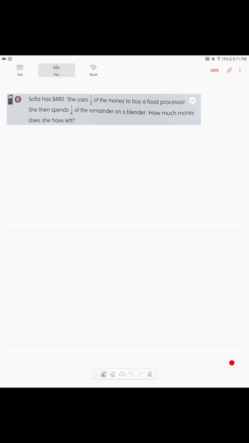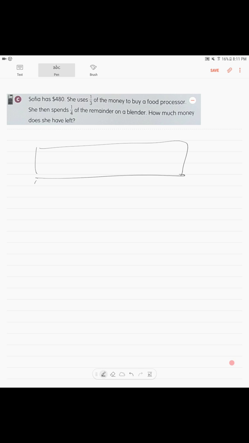All right, let's continue. Sophia has $480. She uses 1/3 of the money to buy a food processor. Why would you need that? She then spends 1/4 of the remainder on a blender. How much money does she have left? Very good, very easy, right?